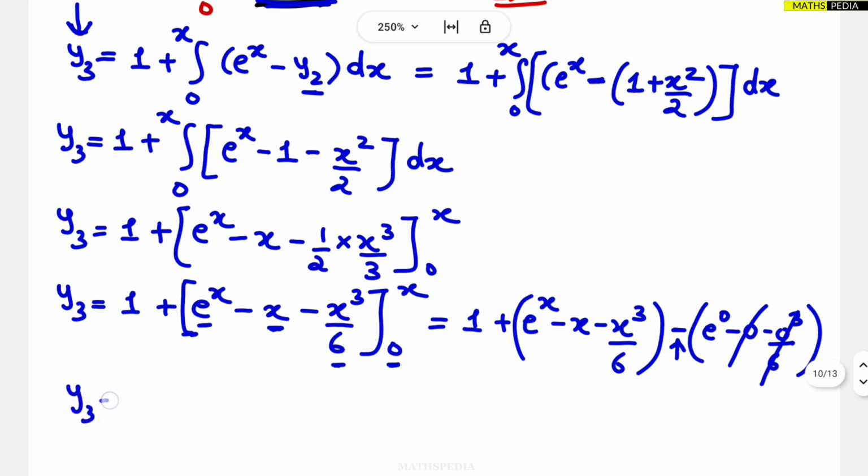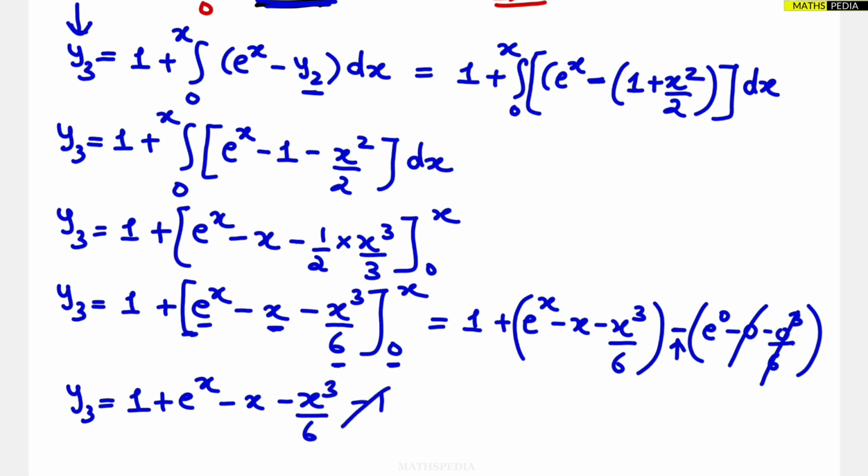So y3 value becomes 1 plus e power x minus x cube by 6. Here minus 1 is sitting, so minus and minus is gone. So what is the final value? e power x minus x minus x cube by 6. This is the third approximation value. So this is the final required approximation, right?